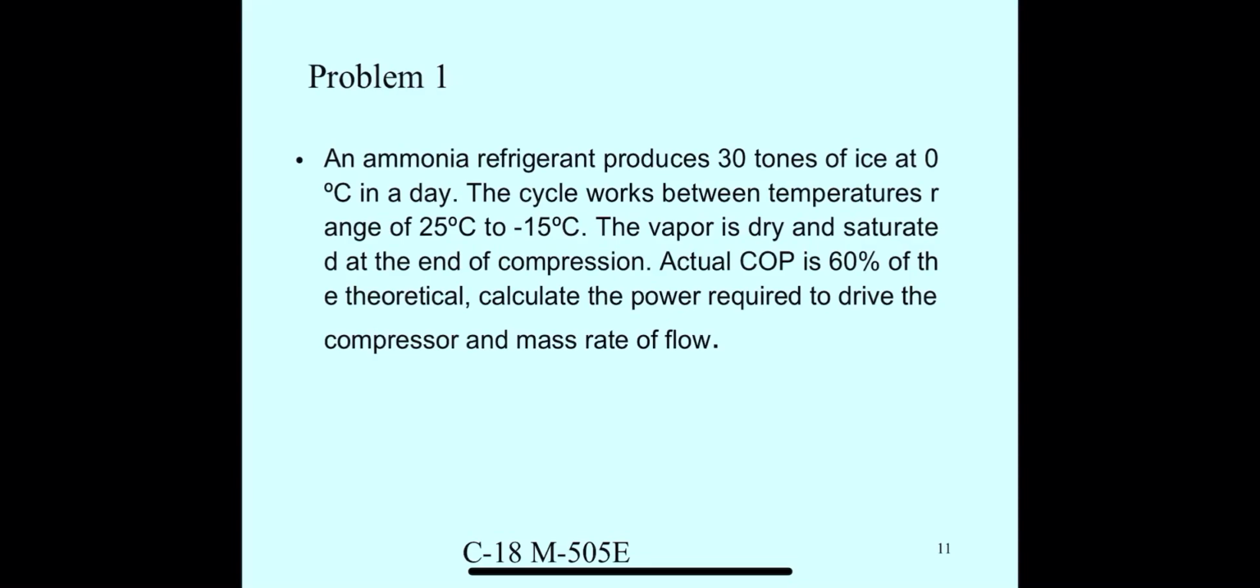So calculate the mass flow rate and how much mass of refrigerant is required for this process, that we have to find out. Okay, first the theoretical COP, then the actual COP, and then how much power is required. Power is nothing but work done, and next the mass flow rate of the refrigeration system. This is what we have to find out in this problem.